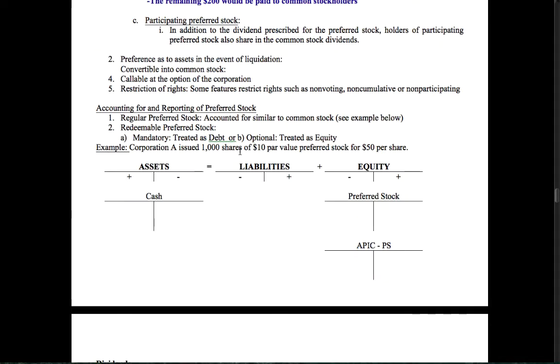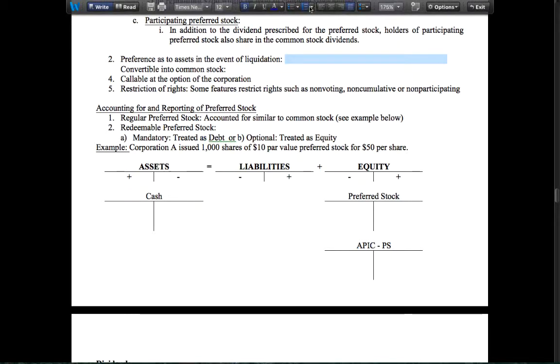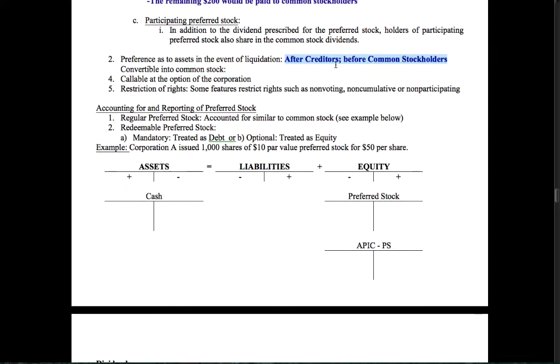Now, let's move on to a few other features I just want to highlight really quick. As you can see here in number 2, preference as to assets in the event of liquidation. So this is what we talked about a little bit in the common stock section, but for preferred stock, they are second in line after creditors. And so it goes creditors, preferred stockholders, and then common stockholders.